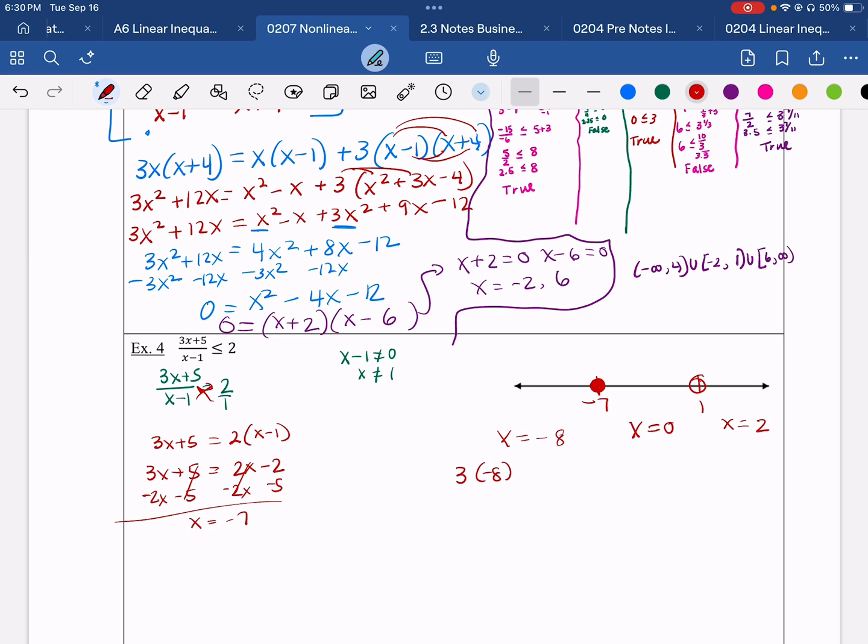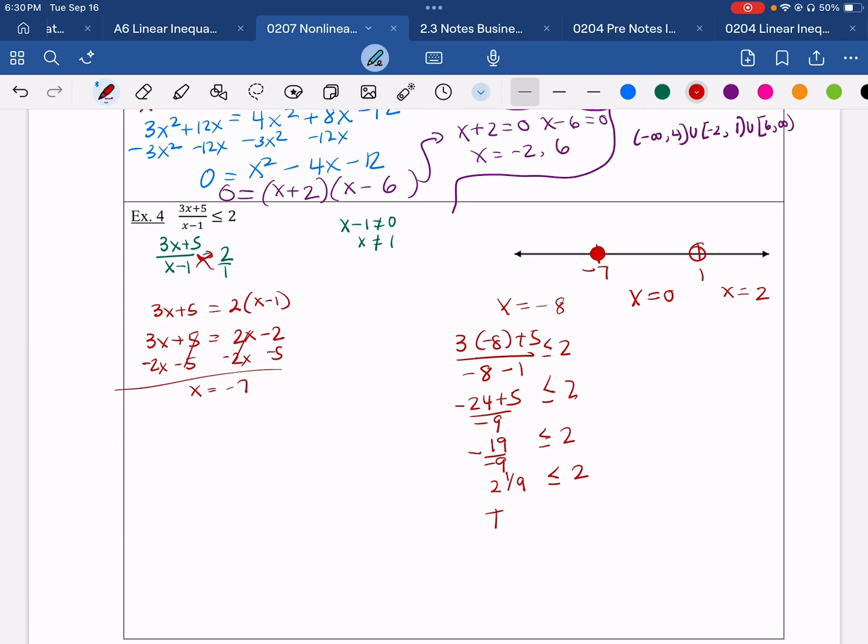3 times negative 8 plus 5 over negative 8 minus 1, is that less than or equal to 2? It's negative 24 plus 5 over negative 9. That is negative 19 over negative 9, which is going to be a positive. 9 will go into 19 2 times, 2 and 1/9. Is that less than or equal to 2? True. So this part shaded.